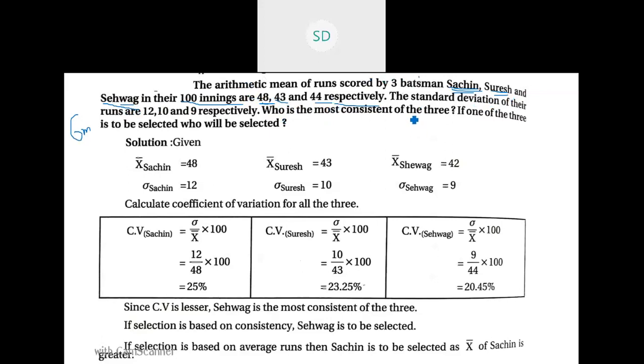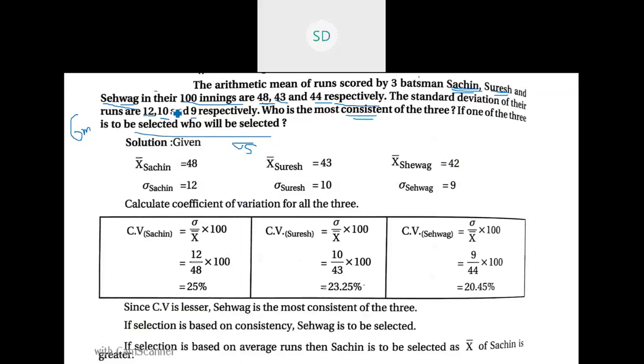Then the standard deviation of their runs are 12, 10 and 9. Standard deviation of Sachin is 12, of Suresh is 10, and of Sehwag is 9. Then who is the most consistent of the three? If one of the three is to be selected, who will be selected? So they are again asking us 2 questions. Who is more consistent here? Who is a very good batsman to be chosen for the next match? So who has to be selected? That is also asked.